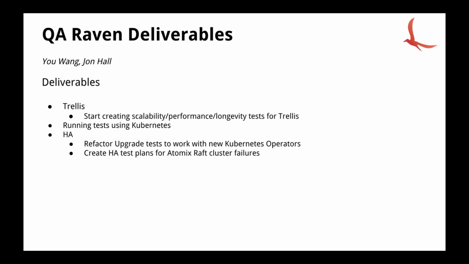I don't have the details, but I will just go through them. That includes first running tests using Kubernetes. And then the other two are HA related. First is refactoring upgrade tests to work with new Kubernetes operators. And then creating HA test plans for Atomix Raft cluster failures. Okay, that's it. Great, thank you.